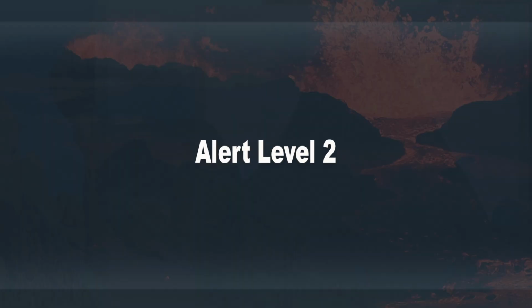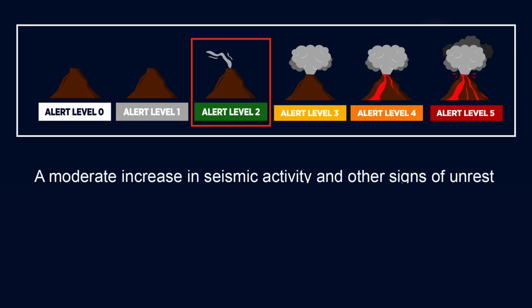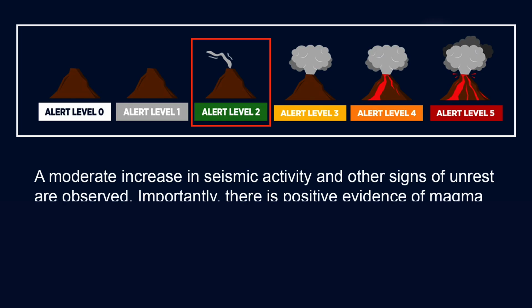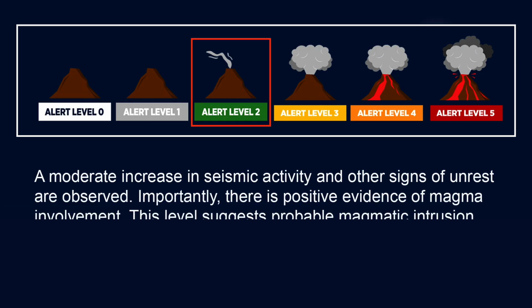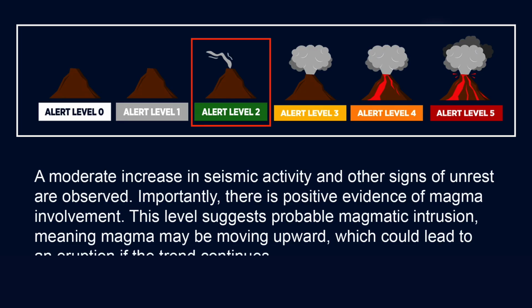Next level is alert level 2. A moderate increase in seismic activity and other signs of unrest are observed. Importantly, there is positive evidence of magma involvement. This level suggests probable magmatic intrusion, meaning magma may be moving upward, which could lead to an eruption if the trend continues.